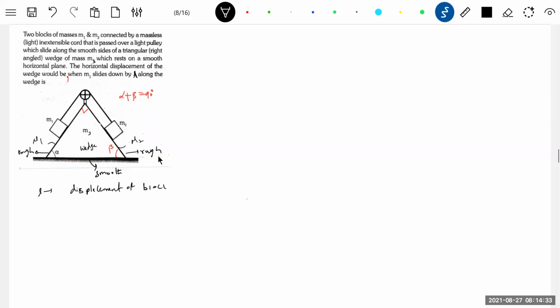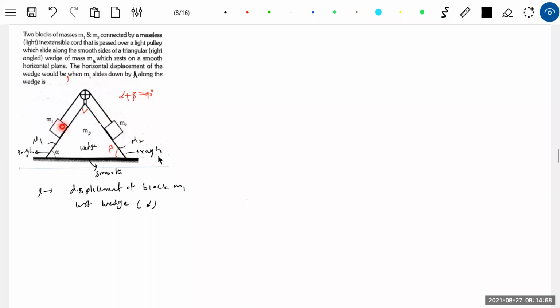Displacement of block M1 with respect to the wedge. Then how much will M2 move? It will be directed downward, no? How much distance will M2 move? How much this has moved, that much it will move with respect to the wedge. That's all, no? We have laws of motion. They're connected by a common string. If this moves by 1 meter with respect to the wedge, this will also move 1 meter up.